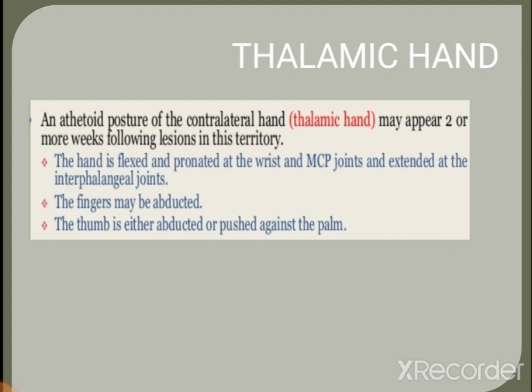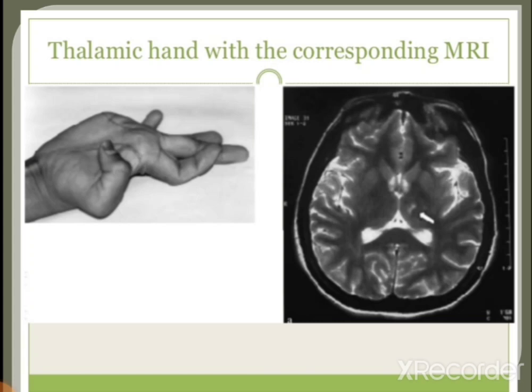Next is the thalamic hand. It is an athetoid posture of the contralateral hand, which may appear 2 or more weeks following lesions in its territory. In this condition, the hand is flexed and pronated at the wrist and metacarpophalangeal joints, and extended at the interphalangeal joints. Fingers may be abducted. The thumb is either abducted or pushed against the palm. This is how the thalamic hand appears.